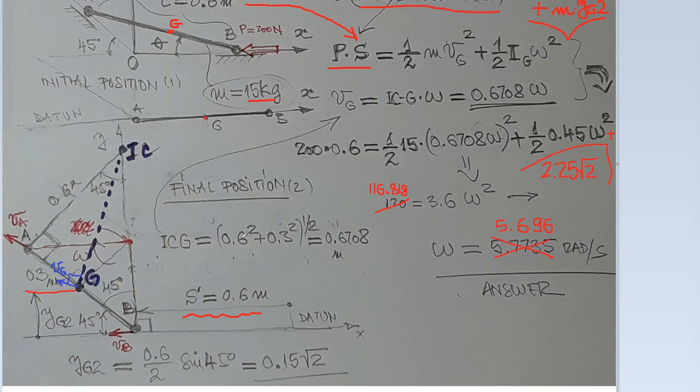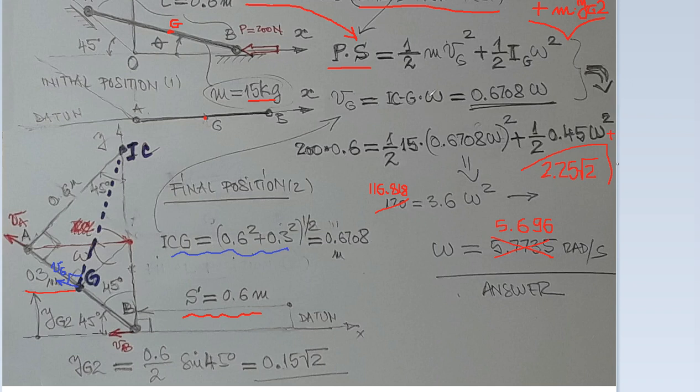Okay, so I'm going to state the velocity of the center of mass as omega of the rod times the distance from the instant center to the center of mass. How do you get it? We have a right angle triangle here. One side is 0.6, the other one is 0.3. The hypotenuse, that is ICG, is going to be the square root of 0.6 squared plus 0.3 squared. So here you have it, and so it's 0.6708.